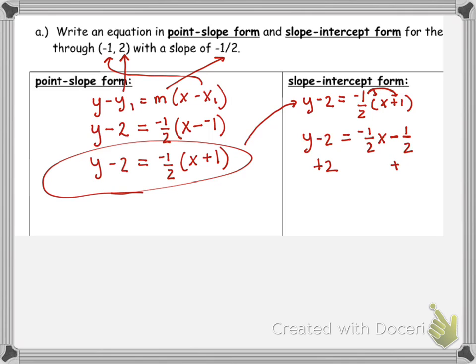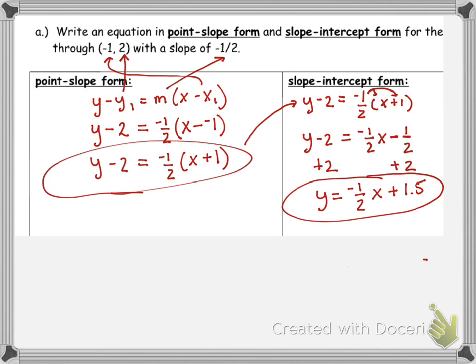That 2 is a constant, so I'm going to add it to the constant, meaning it doesn't have a letter. So I'm going to add it to the number that doesn't have a letter. That gives me y is equal to negative 1/2 x. And then I need to do negative 1/2 plus 2, and that's going to give me plus 1.5. And that is slope-intercept form.